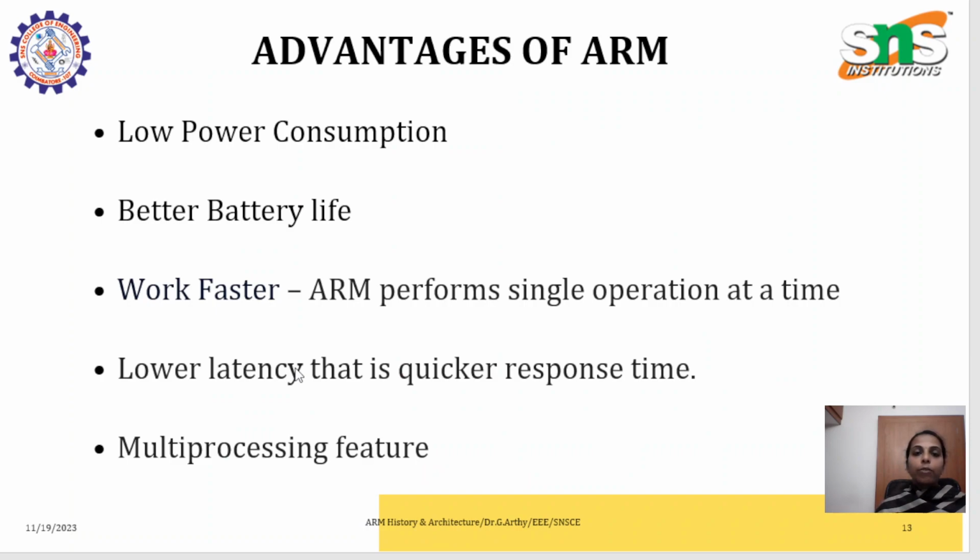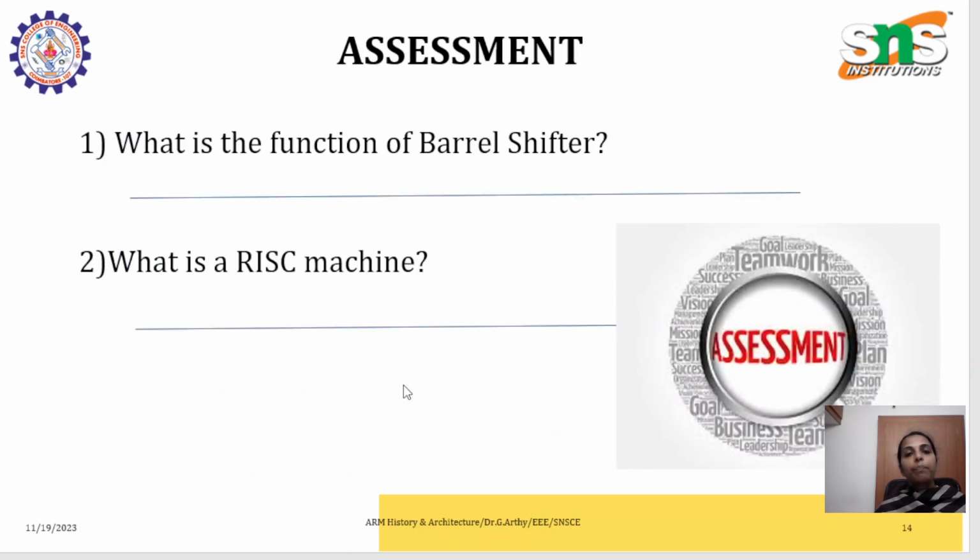Coming to the advantages of ARM, it is a low power consuming architecture. So it has better battery life. That is the reason why smartphones and wearable devices use ARM. It works faster. ARM performs a single operation at a time. Though it has a reduced instruction set, it performs a single operation at a time. Low latency, that is quicker response time. Multiprocessing is also available. So I hope you understand the basics of ARM, the history and architecture we have discussed. And this is a small assessment for you.